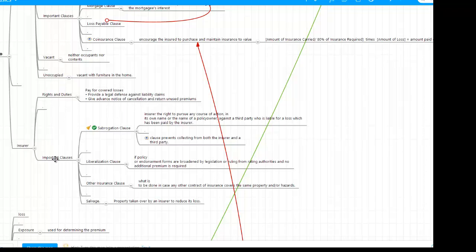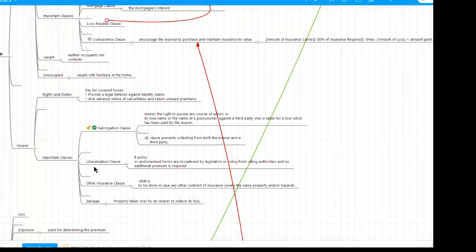And then important clauses for them. A subrogation clause means that the insurer steps into your shoes to sue a third party after having covered your loss. So if you're in an accident caused by another, they pay you out, but they reserve the right to go after and sue the person who actually caused the harm. This also prevents you from collecting twice, once from the insurance company and then by suing the person that ran into you.